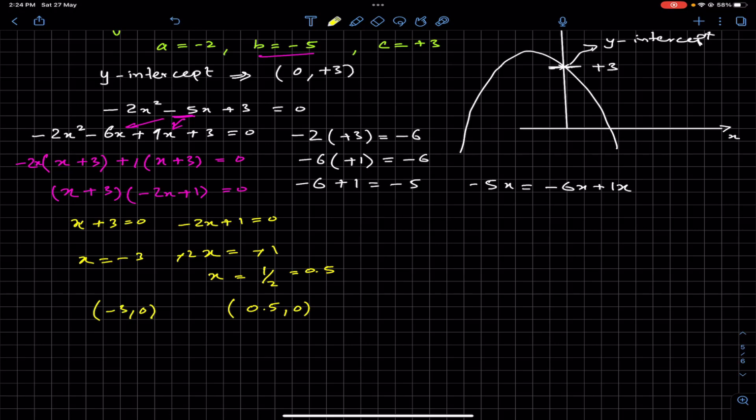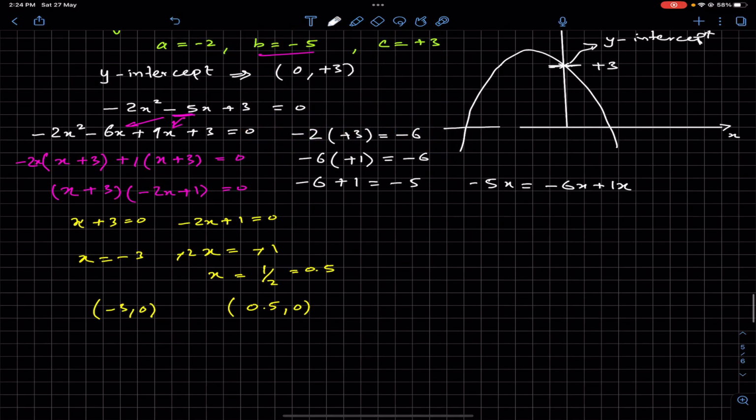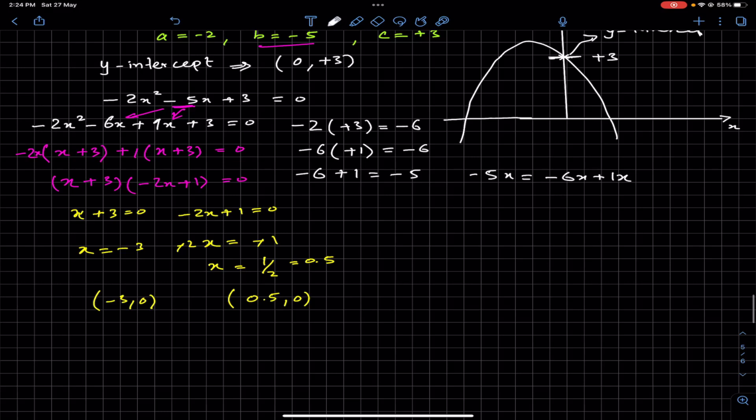So now these 2 points are somewhere here. This particular point must be 0.5, that is plus, and this point must be minus 3.